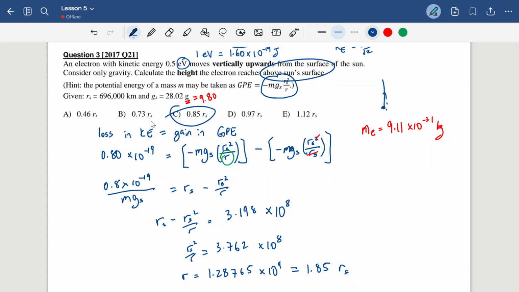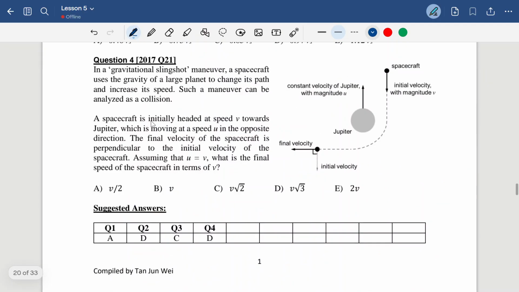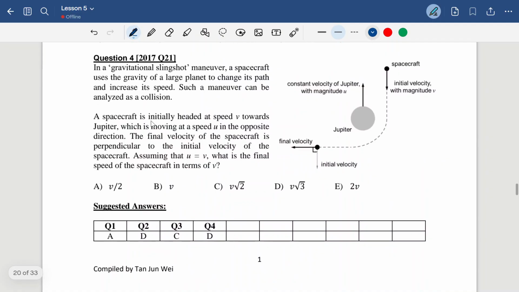Question 4 is another maneuver. It's called a gravitational slingshot. So basically what happens is that it borrows the momentum of Jupiter so that it can increase the speed of the spacecraft. This has been used quite frequently by NASA to increase the speed without bringing more fuel. That's the advantage of it.